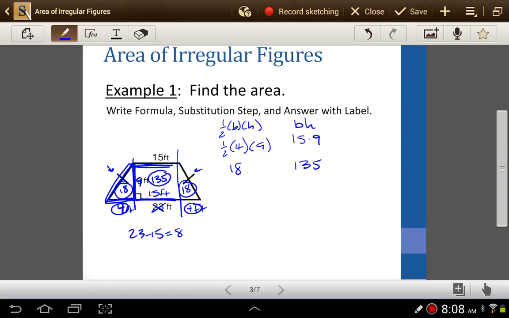Now what I'm going to do is put it together in one large shape. So I'm going to add up all those areas. 18 plus 135 plus 18. And when you add up those, you are going to get 171 feet squared. Remember, this is area, so it's feet squared. So that's how you can find the area, by breaking it into its smaller pieces.